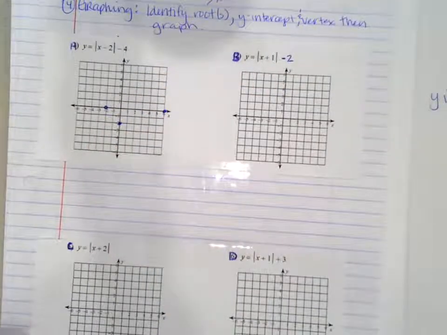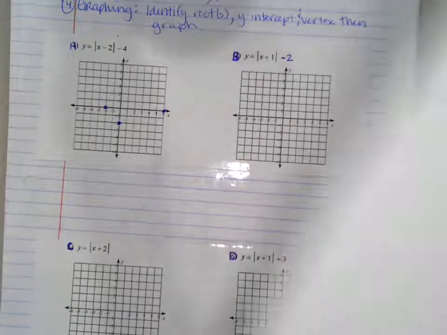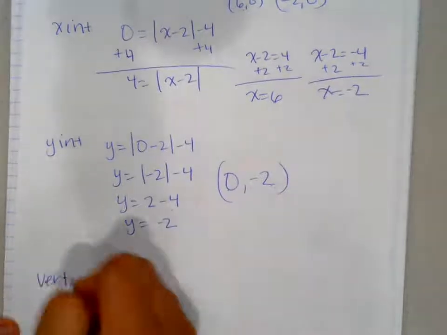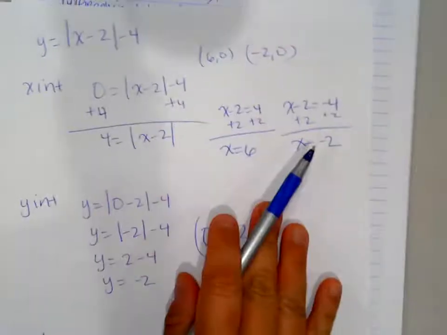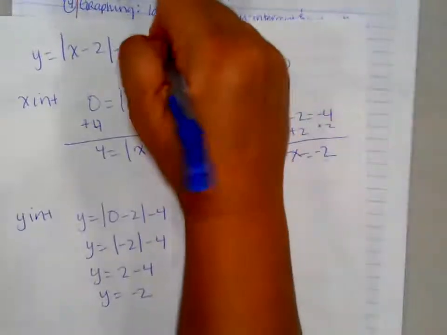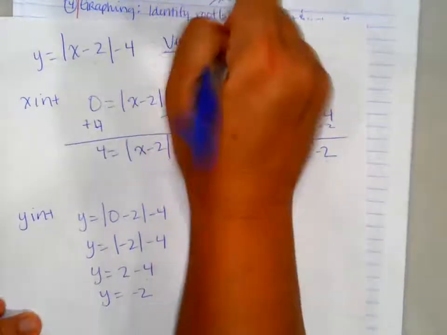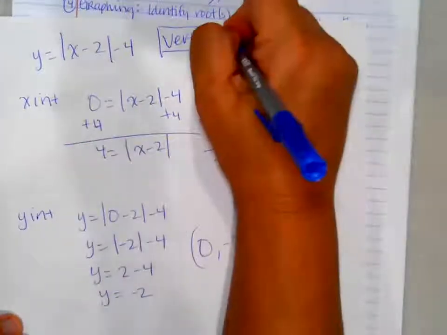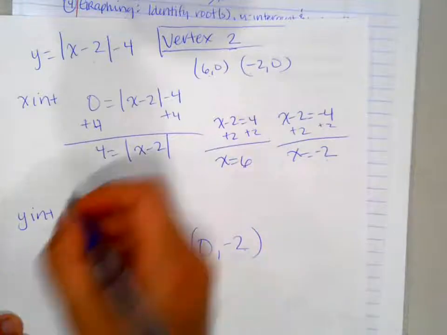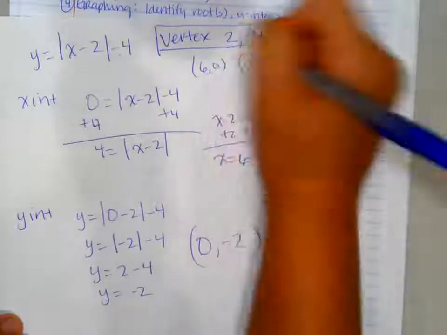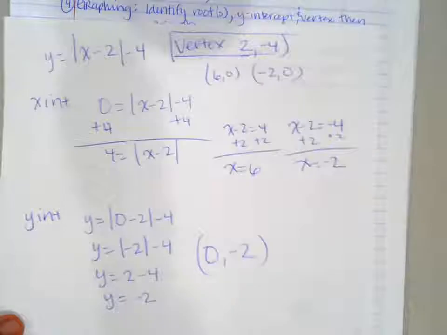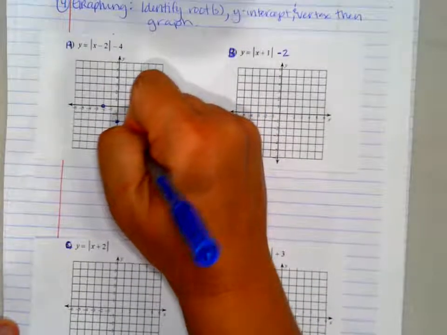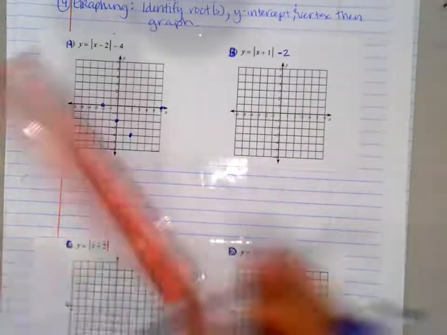Right there, there's my vertex. I'm sorry, my y-intercept. And then I need my vertex. My vertex is easy to see up here in my function. Actually, I can just write it up here for vertex. My vertex is the opposite of this number, which is 2, and this number as is, negative 4. 2, negative 4. So over 2, down negative 4. There's my vertex. Connect the dots.